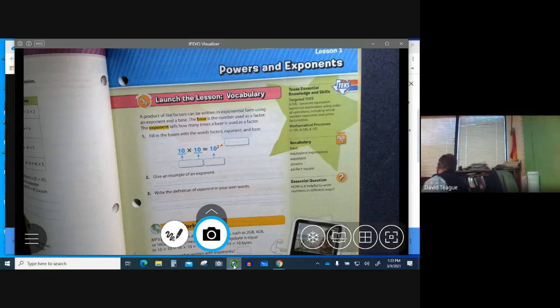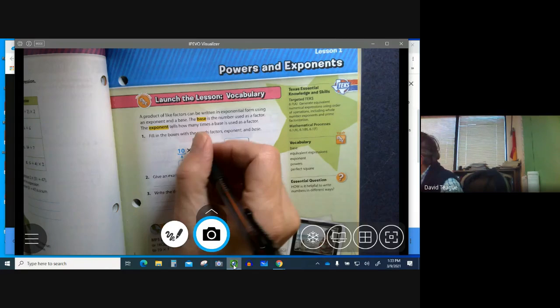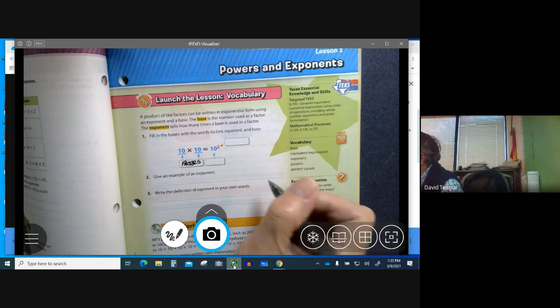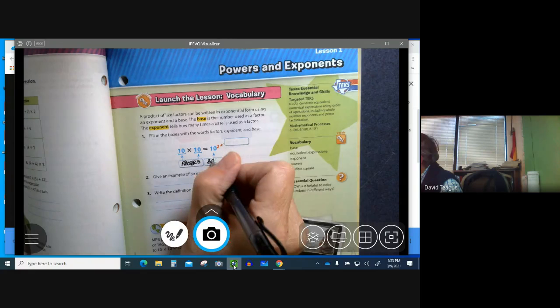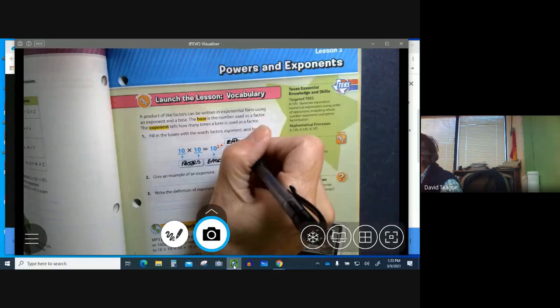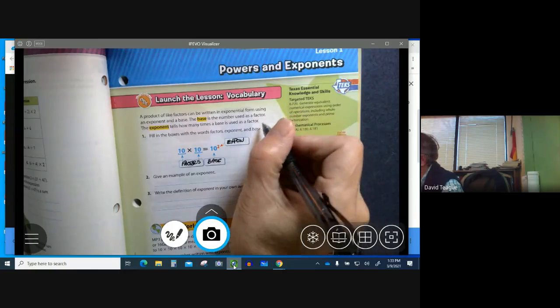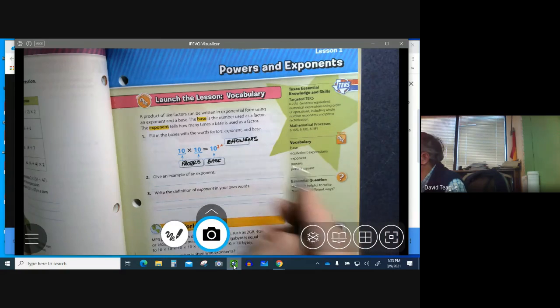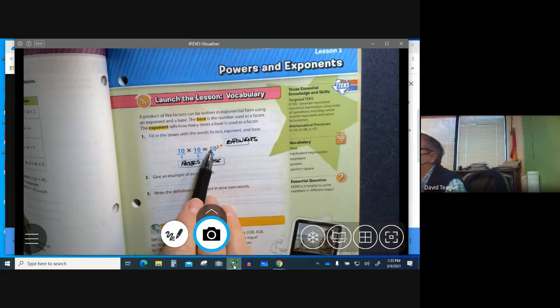So if you look at that expression there, 10 times 10 is equal to 10 to the second power. These two 10s are both factors. This number here is your base, and 2 is your exponent. So this is saying that it's just a shorthand form of, rather than writing 10 times 10, you can write 10 to the second power.